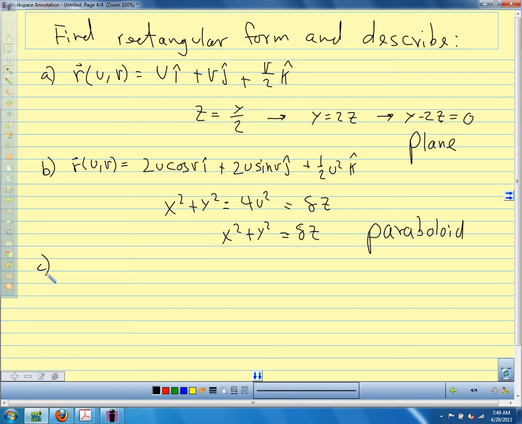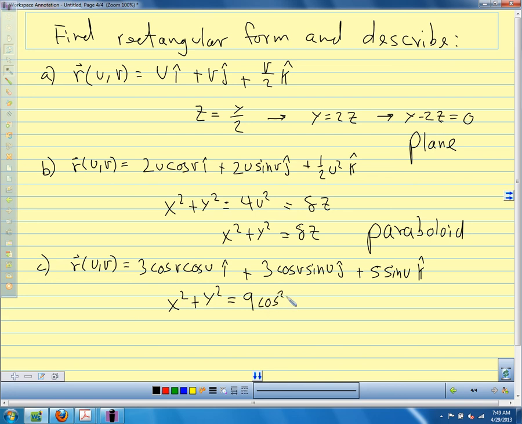Let's do one more, a little trickier. So our parametric surface is 3 cosine v cosine u i plus 3 cosine v sine u j plus 5 sine v k hat. So what are we going to want to do here? Square the x's and y's. So x squared plus y squared is going to be 9 cosine squared v.